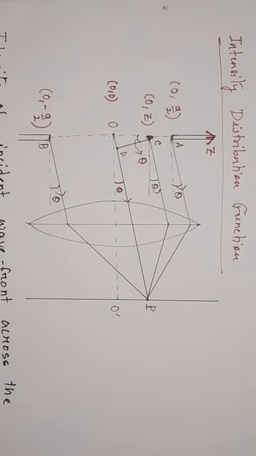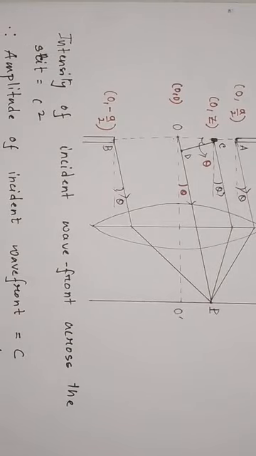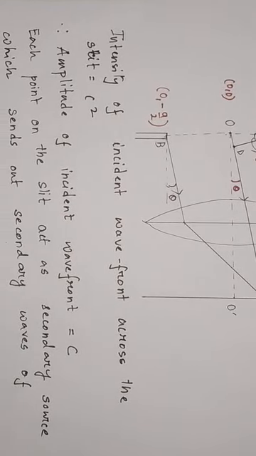Now suppose the intensity of the incident wave front on this slit, as the width of the slit is very narrow, we can assume that the intensity across the slit is uniform and equal to c square. If the intensity of the incident wave front is c square, then the amplitude will be root over c square, which is c. So we can say that the amplitude of the incident wave front across a slit of width a is c.